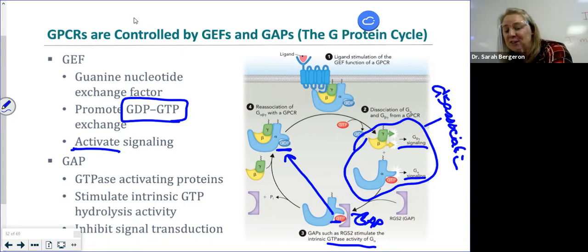So my mutation is actually in a GAP. Isn't that cool? All right, y'all have a great weekend. And start studying G proteins. It's a bit confusing. GEFs and GAPs and all the G things.